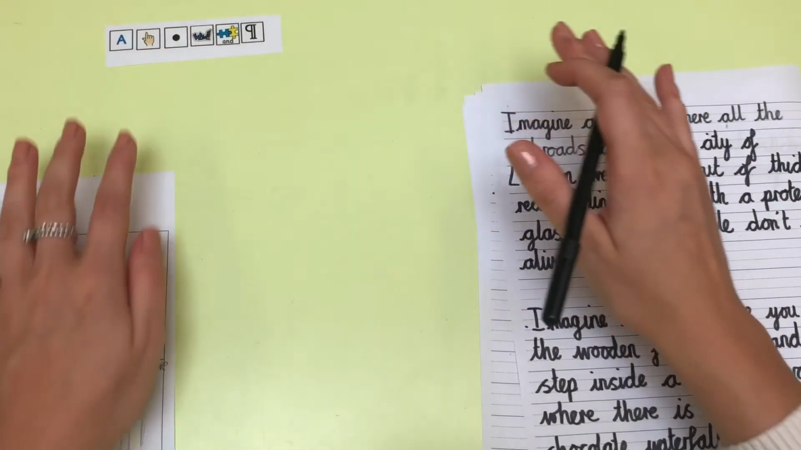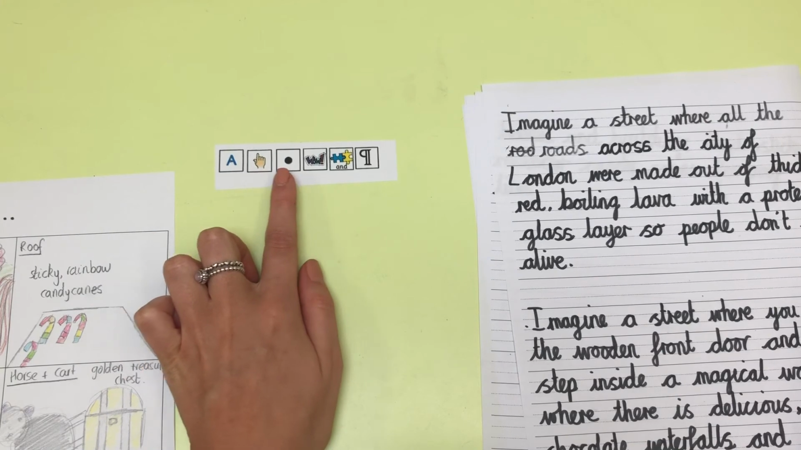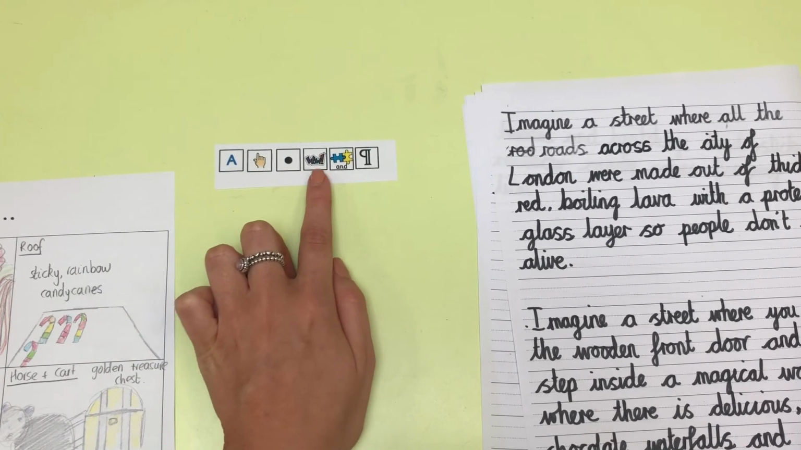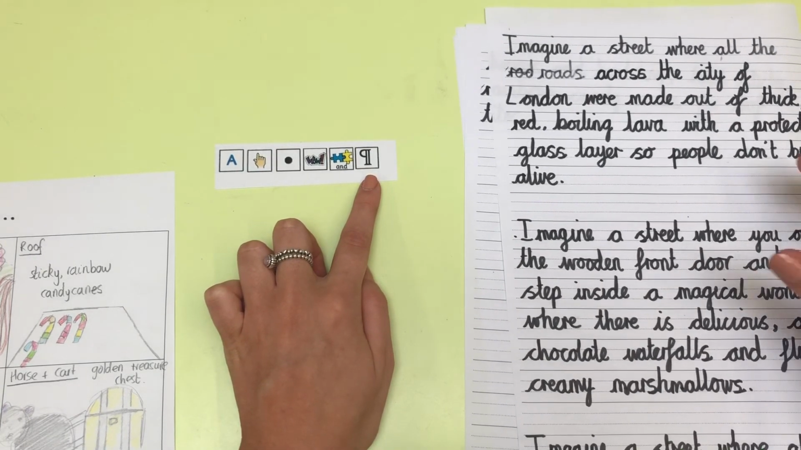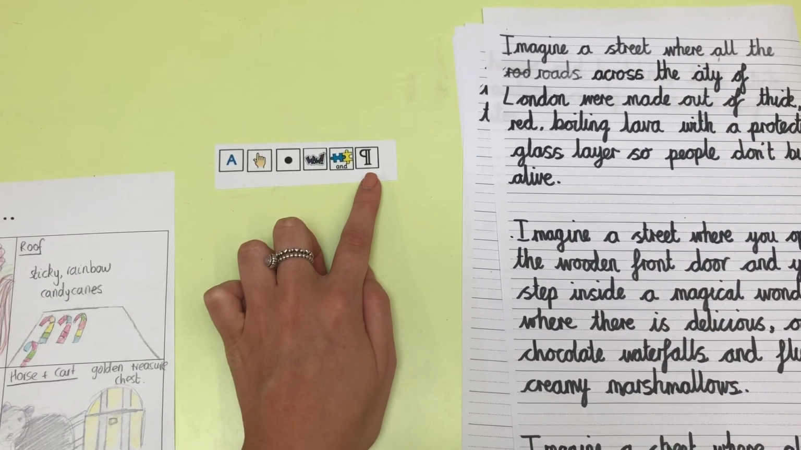Let's just remind ourselves of what we need to include. Capital letters, finger spaces, full stops, those amazing adjectives that are on our plan. Can we use some conjunctions and making paragraphs? So in between each box, we leave a line to make our work nice and clear to read.